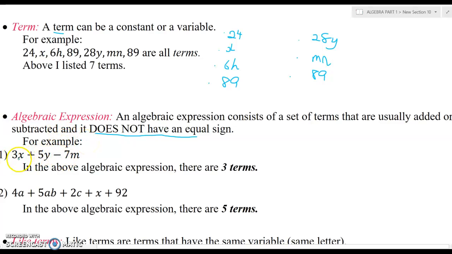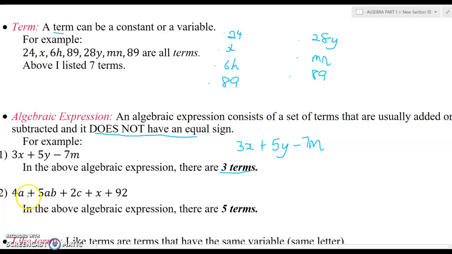So number one, you have 3x plus 5y minus 7m. In the above algebraic expression, there are 3 terms. What are the 3 terms? We have 3x, that's a term. Then 5y, that's also a term, so that's 2 terms here. And then minus 7m, that's a term, so that's 3 terms here.